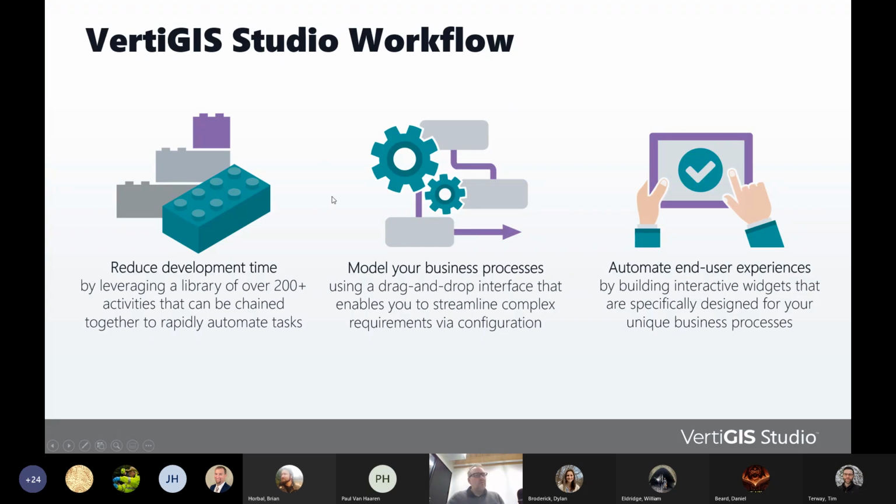VertiGIS Studio Workflow does a number of different things. From a value standpoint, it helps reduce your development time. Actually, folks, I'm just going to turn off my camera here, and that way we'll be able to focus on the screen. Great. So VertiGIS Studio will help you reduce your development time, because it is a library of over 200 activities that we, as your vendor, have created for you. These are activities that allow you to do all kinds of different things, and you can simply assemble them in a way that models your specific business processes. So you're not having to write any sort of custom code. It's all configuration, basically stitching things together.